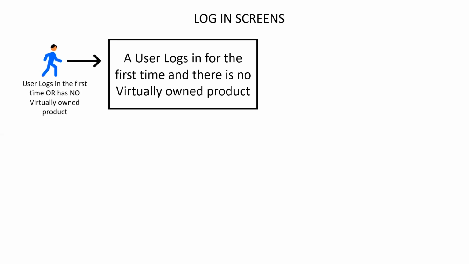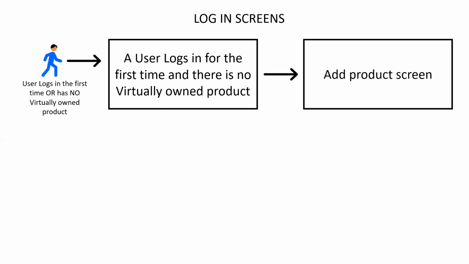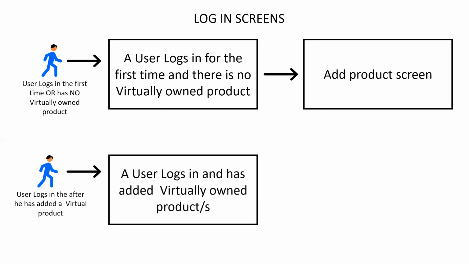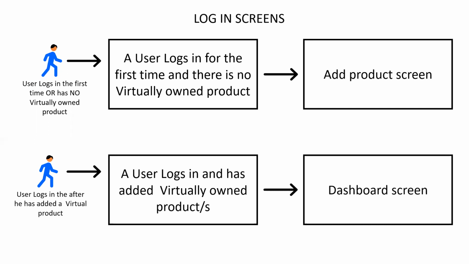The first case is when a user logs in for the first time or there is no virtually owned product in his account. So when he logs in the first time, there is no virtually owned product. The other case could be when he has deleted all his virtually owned products and he's going to log into his account. In that case also, he's going to come to the screen called the add product screen. The second case is when a user logs in and he already has virtually owned product in his account. In that case, he is going to land on the dashboard screen.